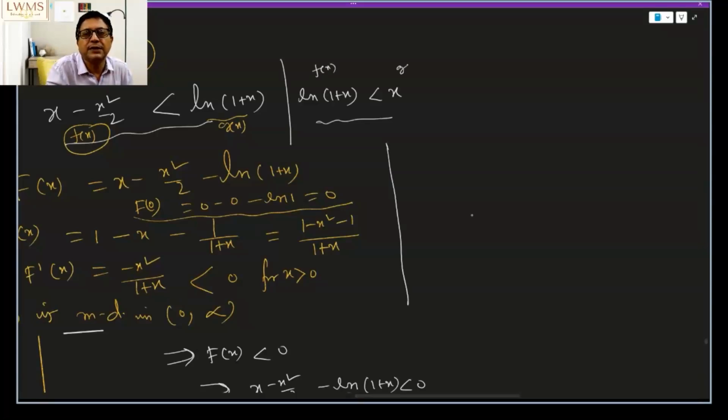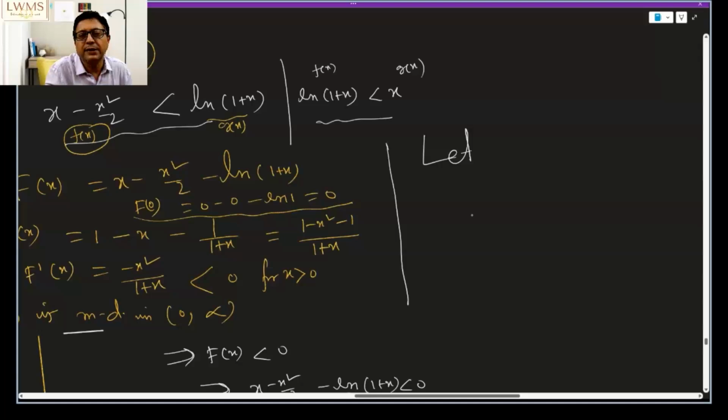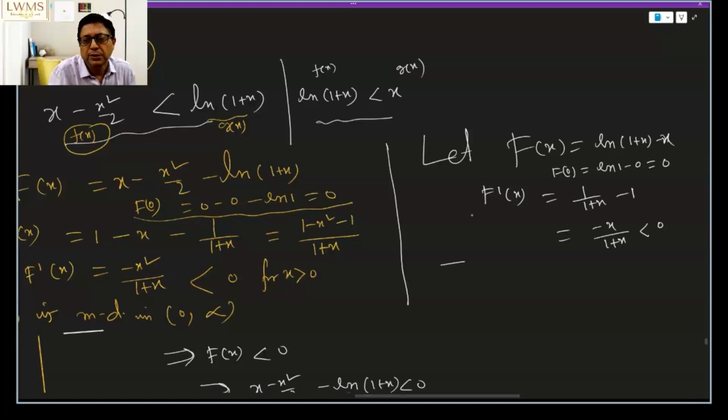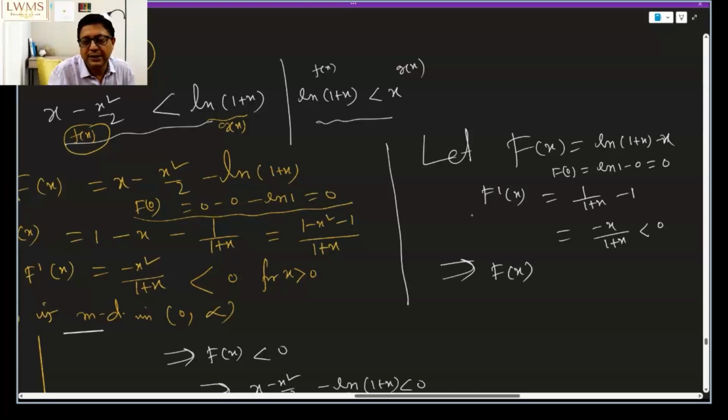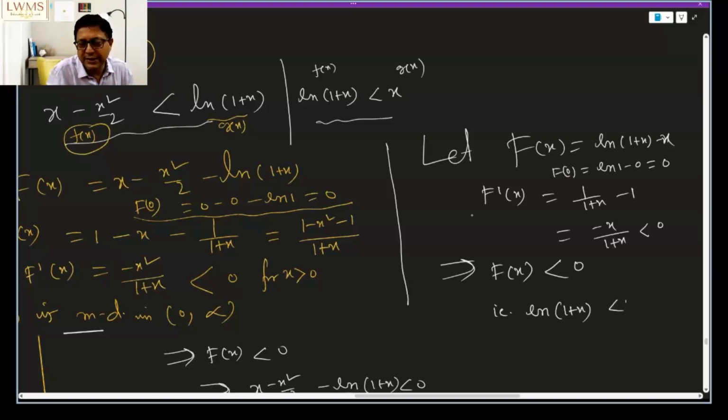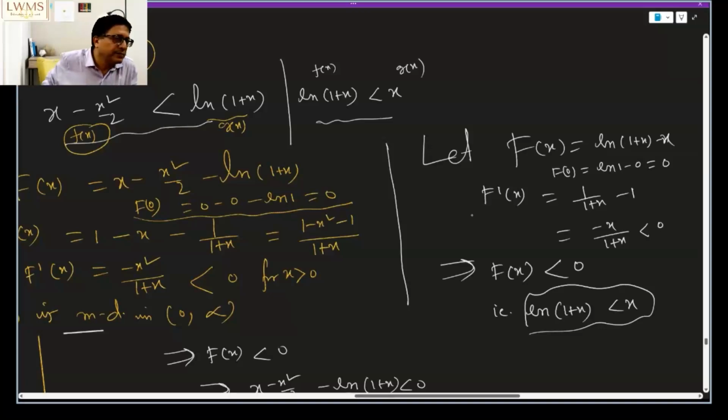So this is fx and this is gx. You let fx equal to ln 1 plus x minus x. Check f0. So f dash x is 1 by 1 plus x minus 1. This is also negative, and a similar situation. So this implies fx less than 0. That is, ln 1 plus x less than x. Proved? Done?